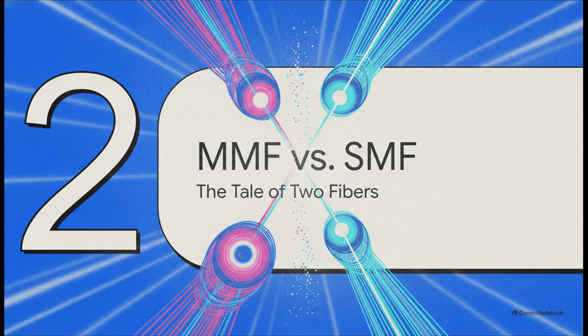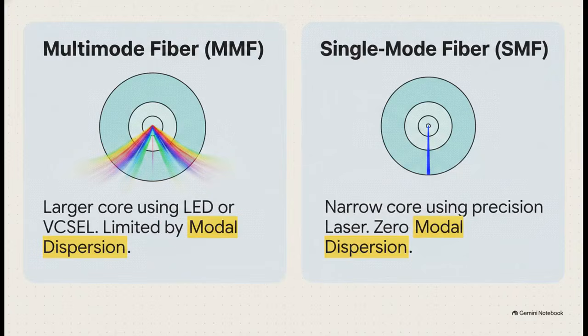All right, moving to Section 2, multi-mode versus single-mode, the tale of two fibers. Let's look at the macro to micro difference between the two main technologies engineered to manage these physical limits. On the left side, we have multi-mode fiber, or MMF. This uses a relatively wide core, usually 50 or 62.5 microns. And because it's wider, it lets us use cheaper light sources, like basic LEDs or specialized lasers called VCSELs.